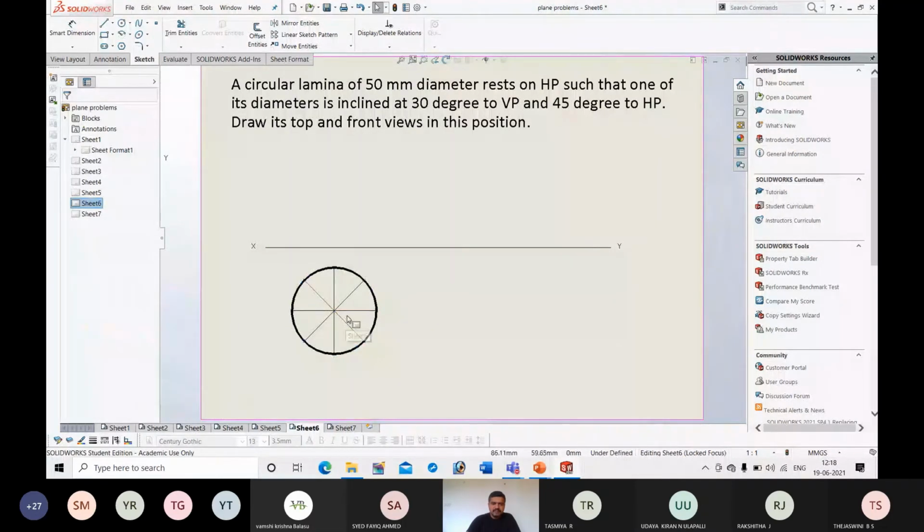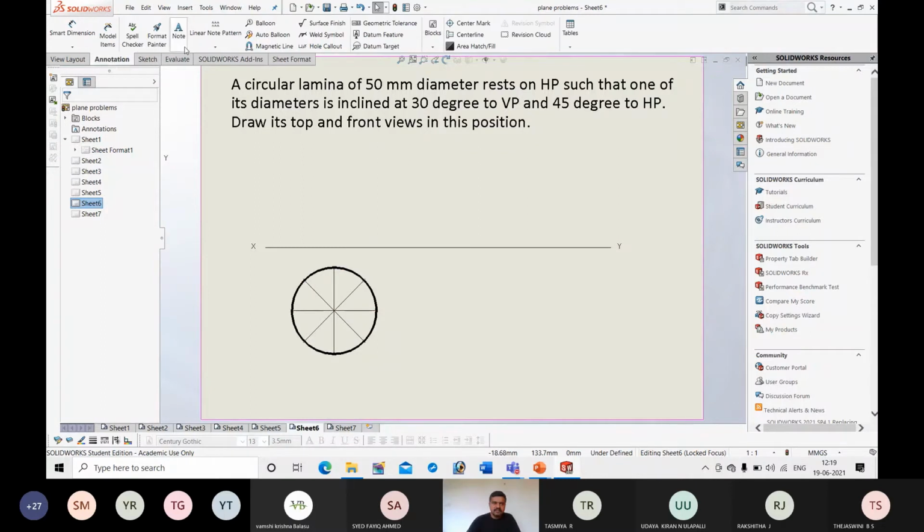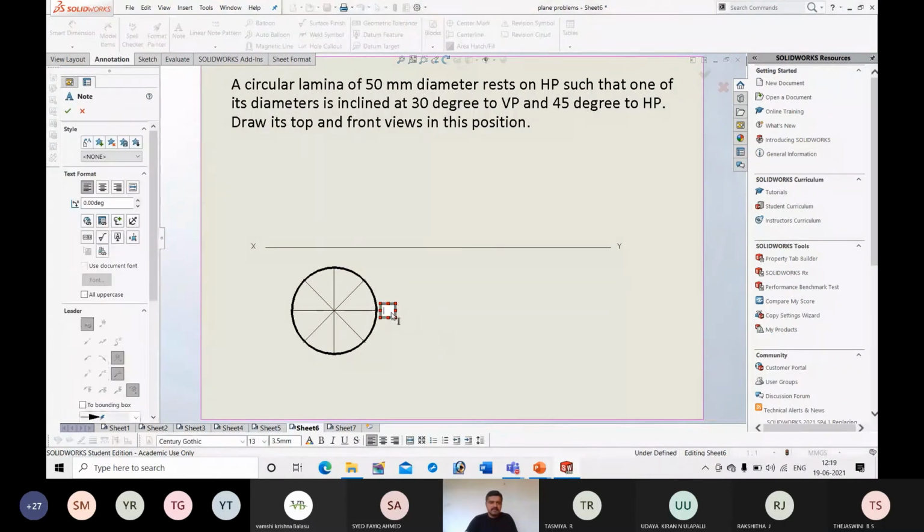Okay, so these lines are construction lines. Only this circle should be thick, the remaining should be thin. They are construction lines. Okay, now I will name the points.